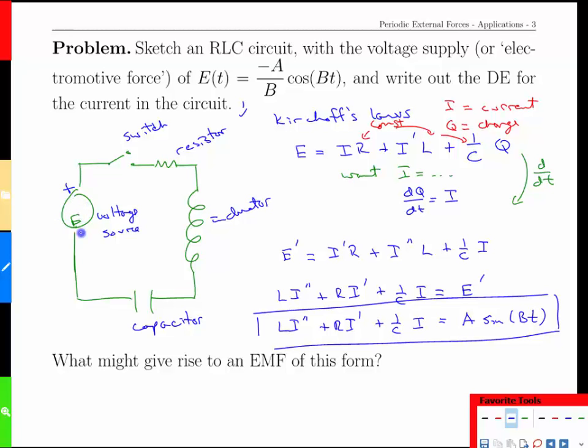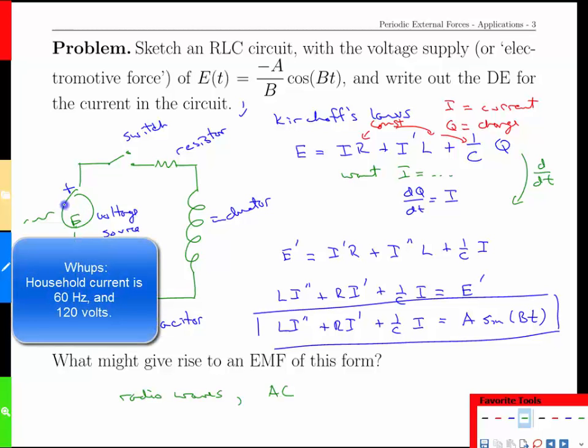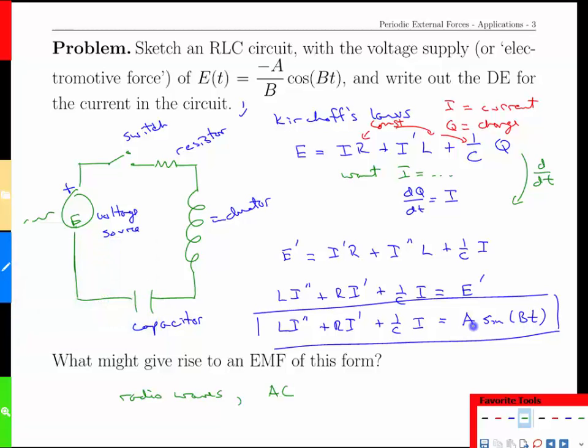And you might wonder, where would we get a voltage like this coming in that has this strange sine bt form? Well, this is exactly what radio waves do. If you have an antenna and a radio wave is coming into that antenna, you get a voltage across that antenna that drives the circuit, and it'll be some kind of oscillating input function. Additionally, you might also have just a simple AC circuit at 120 Hertz. That might be something else. In other words, there are lots of ways you could get an oscillatory input to this system.